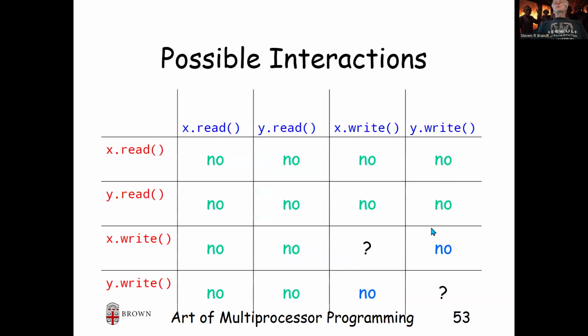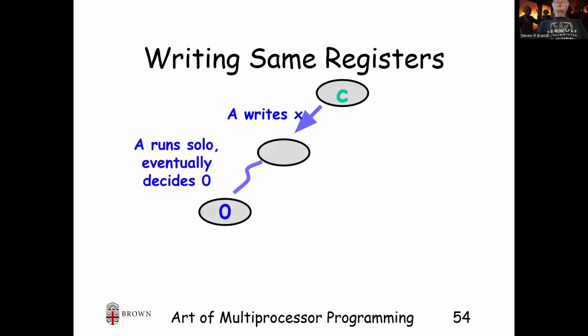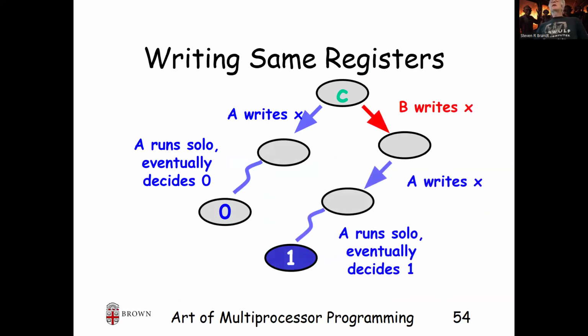Okay, so this leads to a contradiction when I'm trying to write distinct registers. And if I'm writing the same register, if A writes X and runs solo and decides 0, if B writes X and then A writes X and A runs solo and decides 1, we're at the same kind of problem here. At some point you have to do a read of the X. So if you write a 0, then you can't really make a decision based on that.